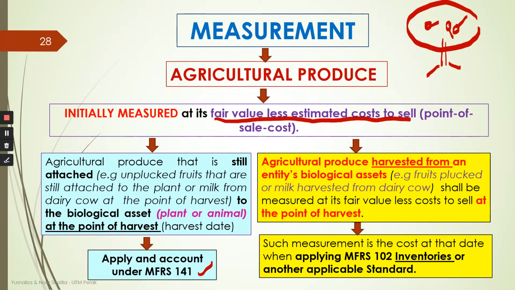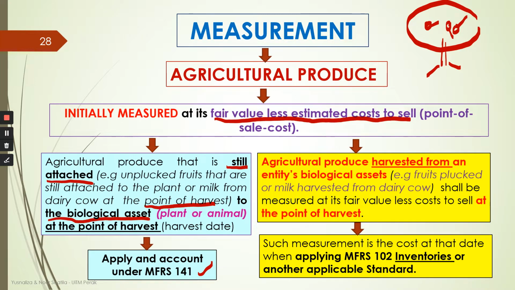If you talk about animal, for example, a cow, let's say a dairy cow. If the milk at the point of harvest is still in the cow body, that is still at the point of harvest, right? So this is under Mfrs 141. So agricultural produce that are still attached to the biological asset, which is at the point of harvest, either for plant or animal, is still going to use Mfrs 141.